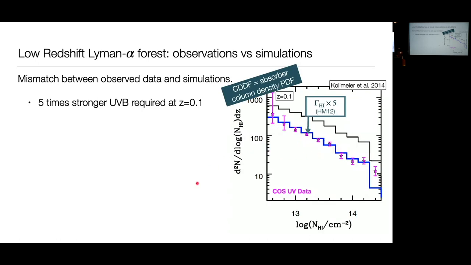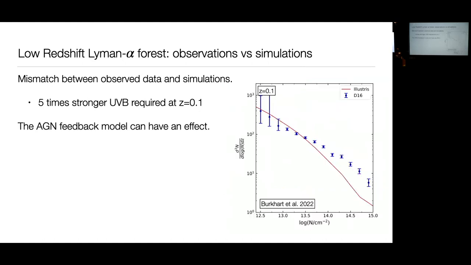These pink data points are what is observed. You can see in this Kollmeier study, which was one of the first to point it out, there is a huge offset between a lot of simulations, or the UVB model at that time, and what is actually observed, and you needed to strengthen that UVB model by 5 times to match what is observed better. We have stronger UVB models now, but we don't have 5 times stronger, and this may change, but something else that has been shown is that AGN feedback can have an effect on the forest.